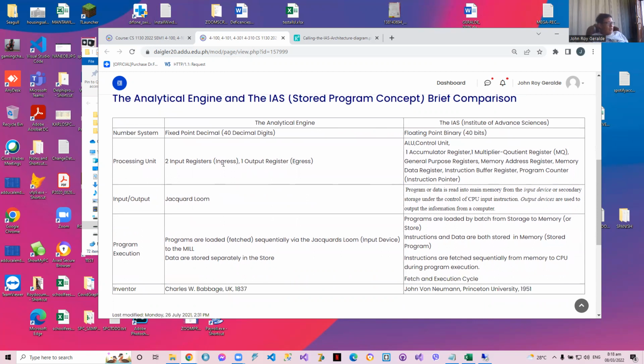And the analytical engine uses 2 input registers and 1 output register. The IAS has a different set of registers. It has 1 accumulator, 1 multiplier quotient, general purpose registers, which means like input and output. Memory address register, memory data register. No? We will look at this closely later, when we study introduction to computer architecture. Okay.